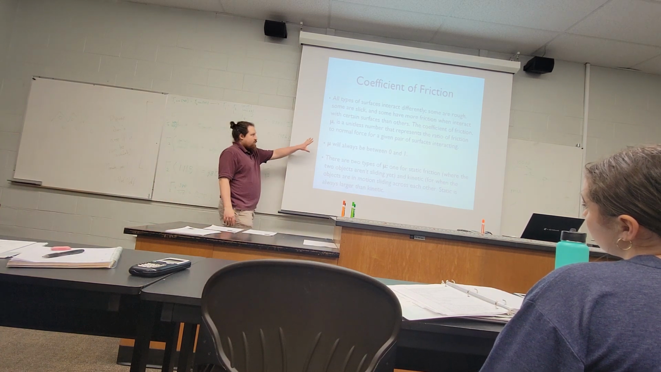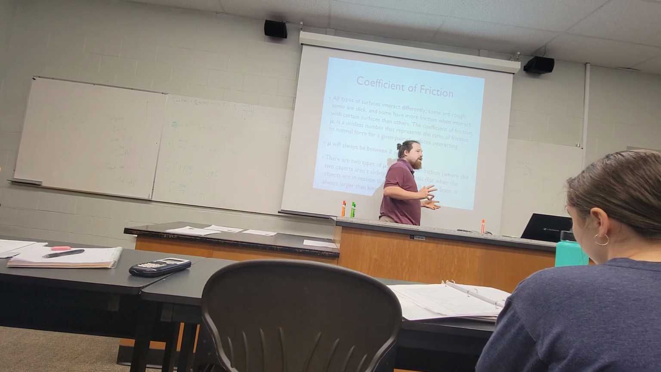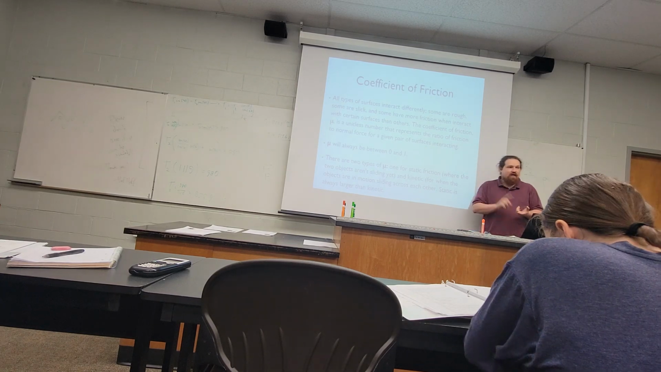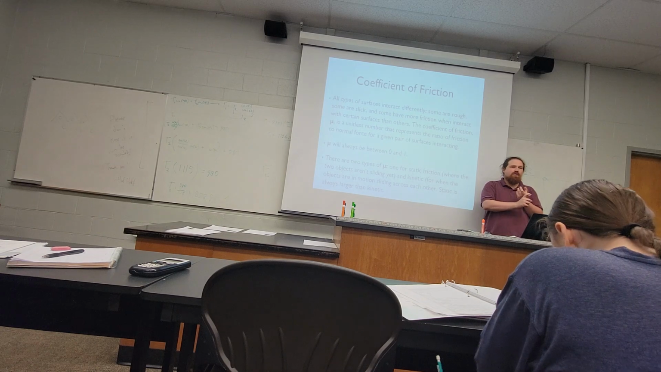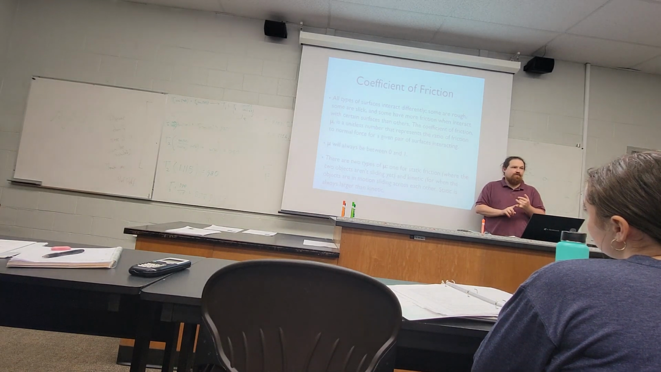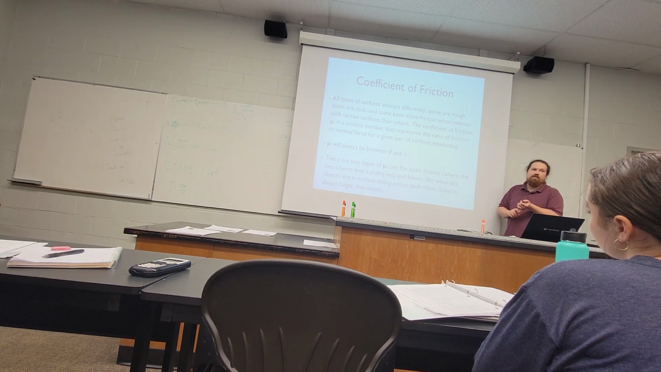This mu, the coefficient within the formula, tells you comparatively how much friction there is between two interactions. Socks on tiles, very low coefficient of friction, creates a very low force of friction. Rubber shoes on carpet, very high coefficient of friction, creates more friction as a result.